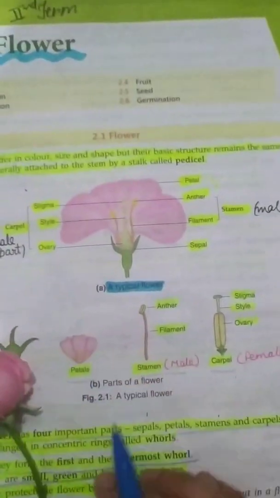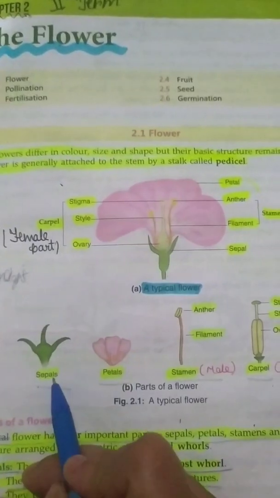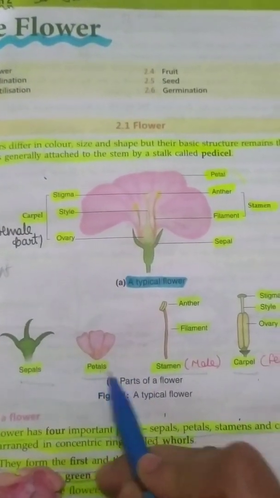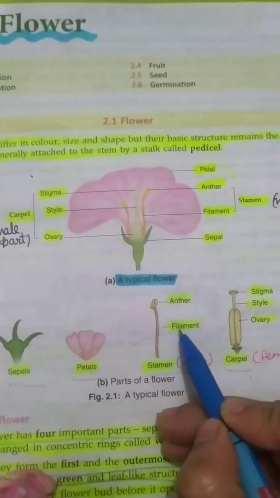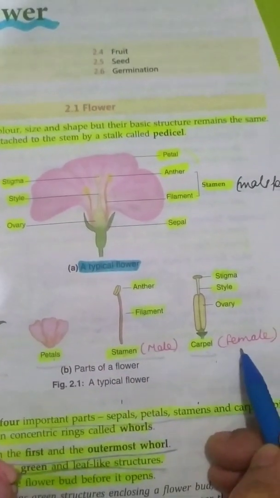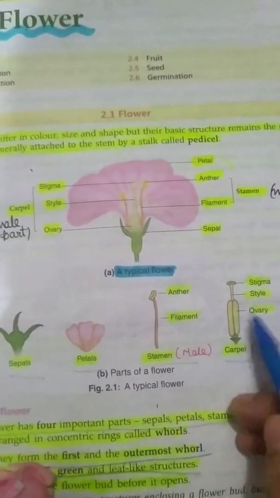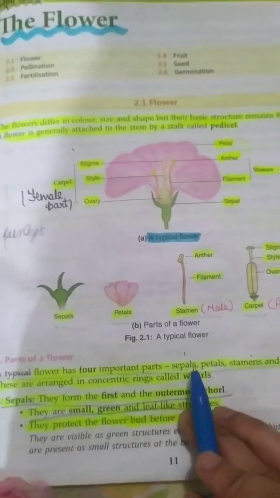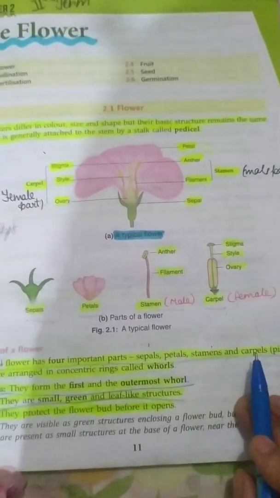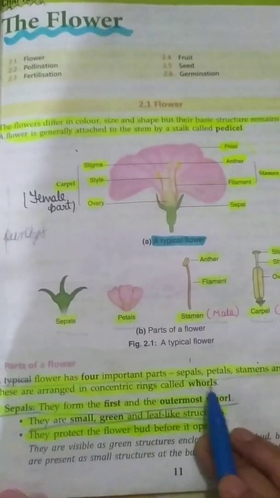So one by one we will discuss the parts of the flower. First is the sepal, second are the petals, then the stamen. Stamen means the male part, anther and filament. Then the carpel, the female part, known as stigma, style and ovary. Now a typical flower has four important parts: sepal, petals, stamen and carpels. These are arranged in concentric rings called whorls.